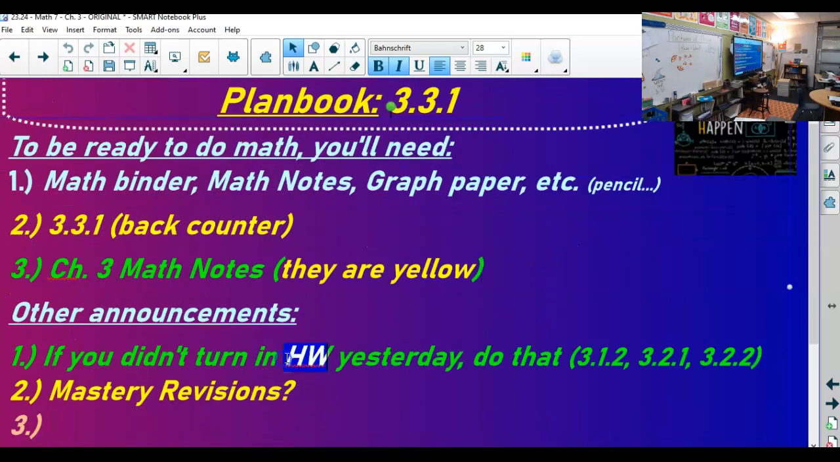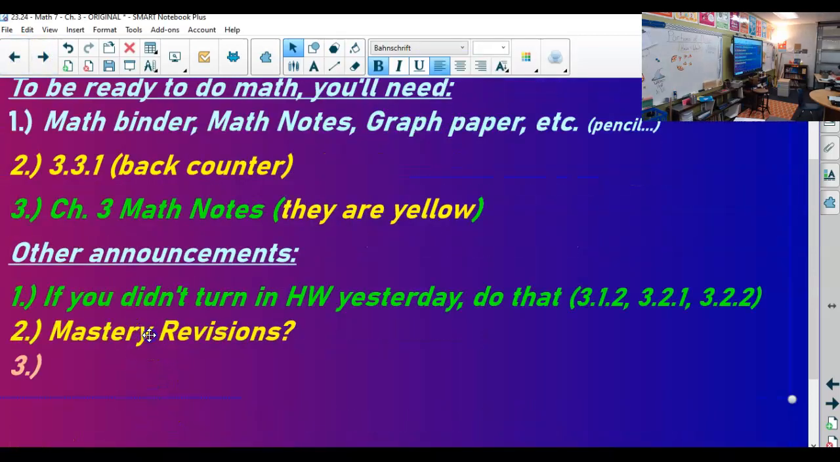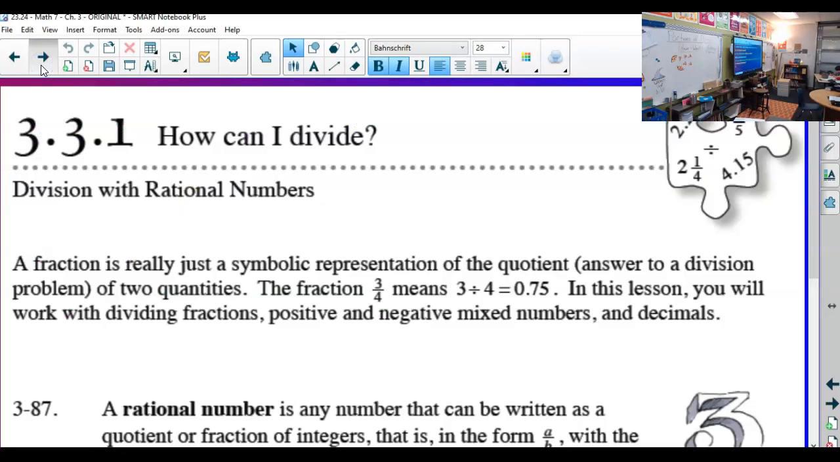If you didn't turn in the homework yesterday, you got lucky and I did not grade because my evening kind of ran out of time last night. So 312, 321, 322, I will probably grade those the next class period, like during 1B, because that class is taking a test. Also, if you have mastery revisions to turn in, turn those in.